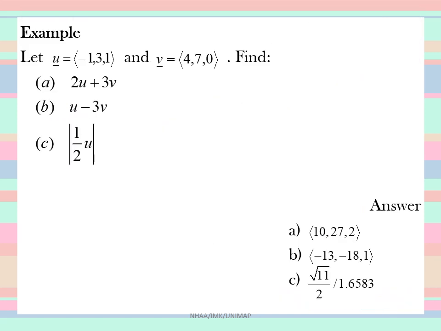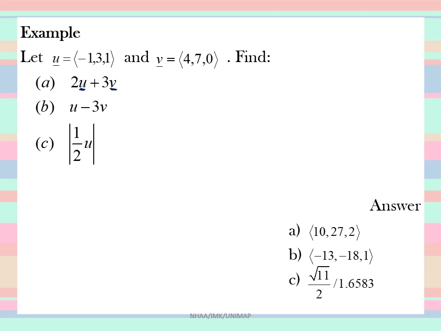Now let us look at the summation and the subtraction, as well as the multiplication of vectors. Let's say you have vector u in this component form, and you have the component form for vector v here. For a, you have to multiply scalar 2 to your vector u, and you have to multiply scalar 3 to your vector v.